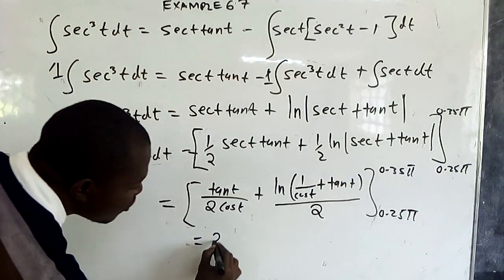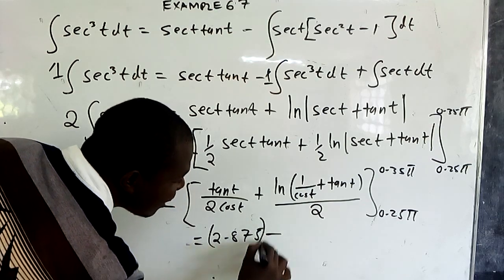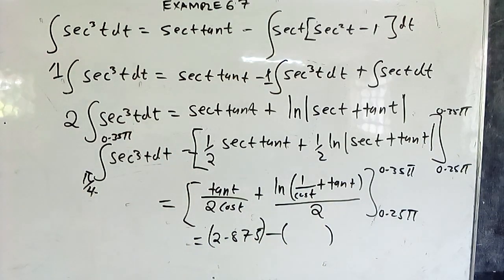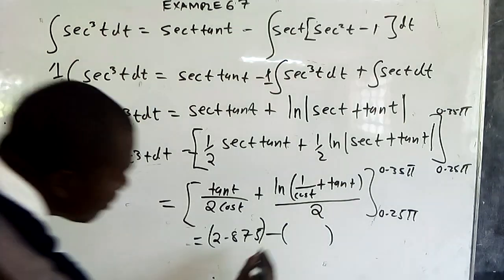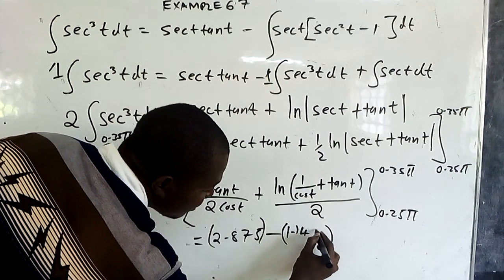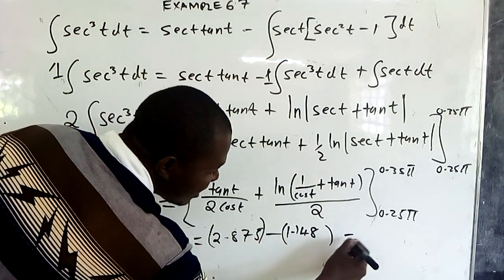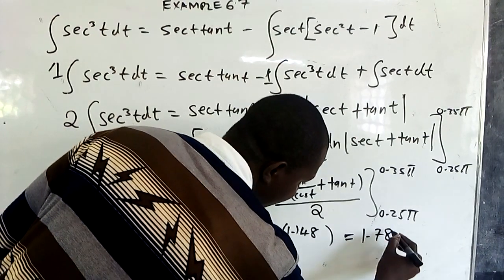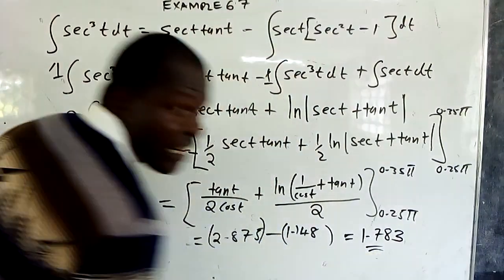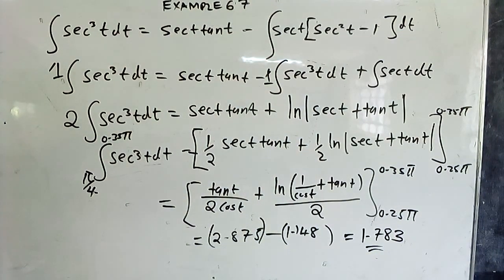So we have there 2.875. Then minus the lower limit. 0.25 pi is equal to, then we use the calculator to get the answer for that. 1.144. So if you subtract this from this, what is your final answer for the length of that curve? 1.783. Like that. What have you found? Upper limit minus lower limit?